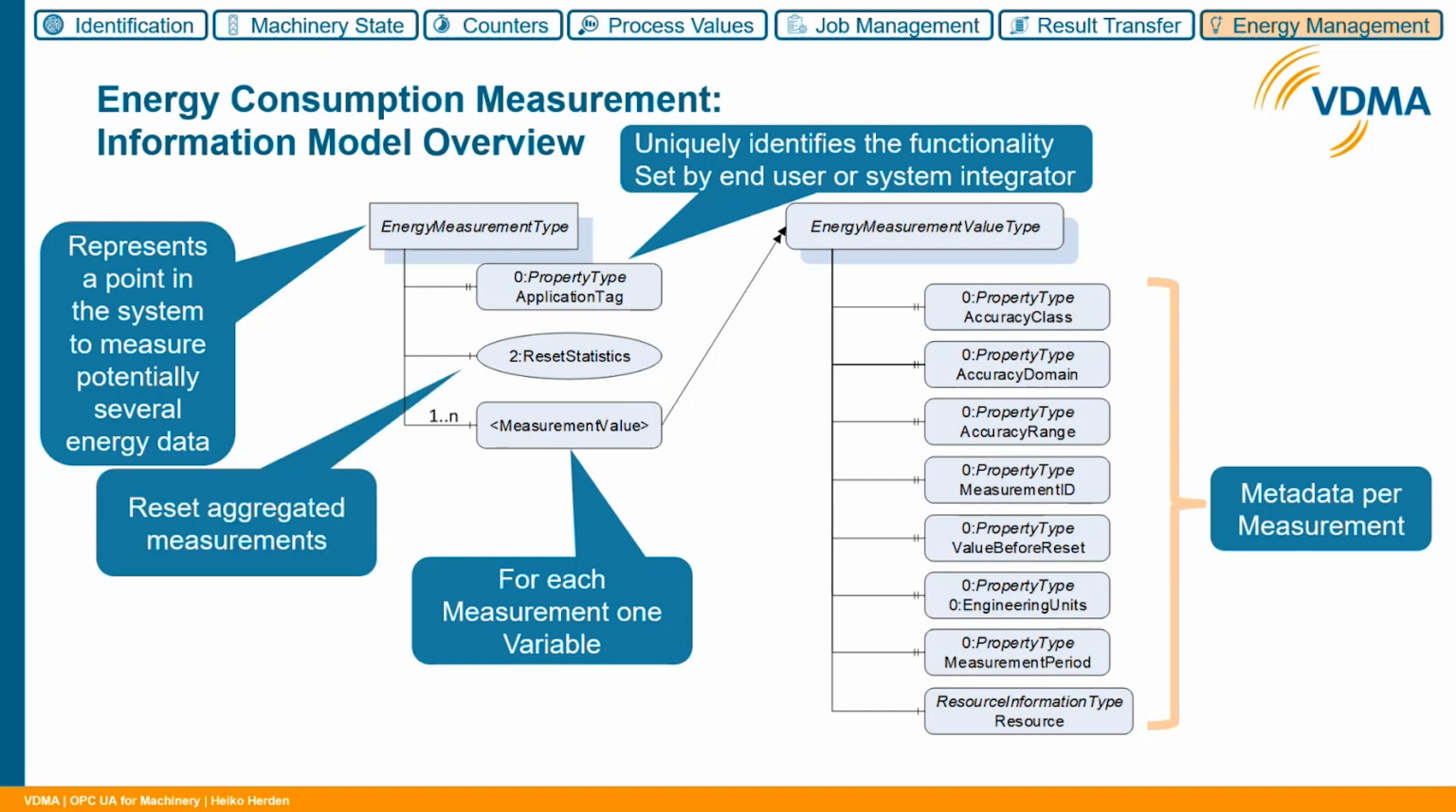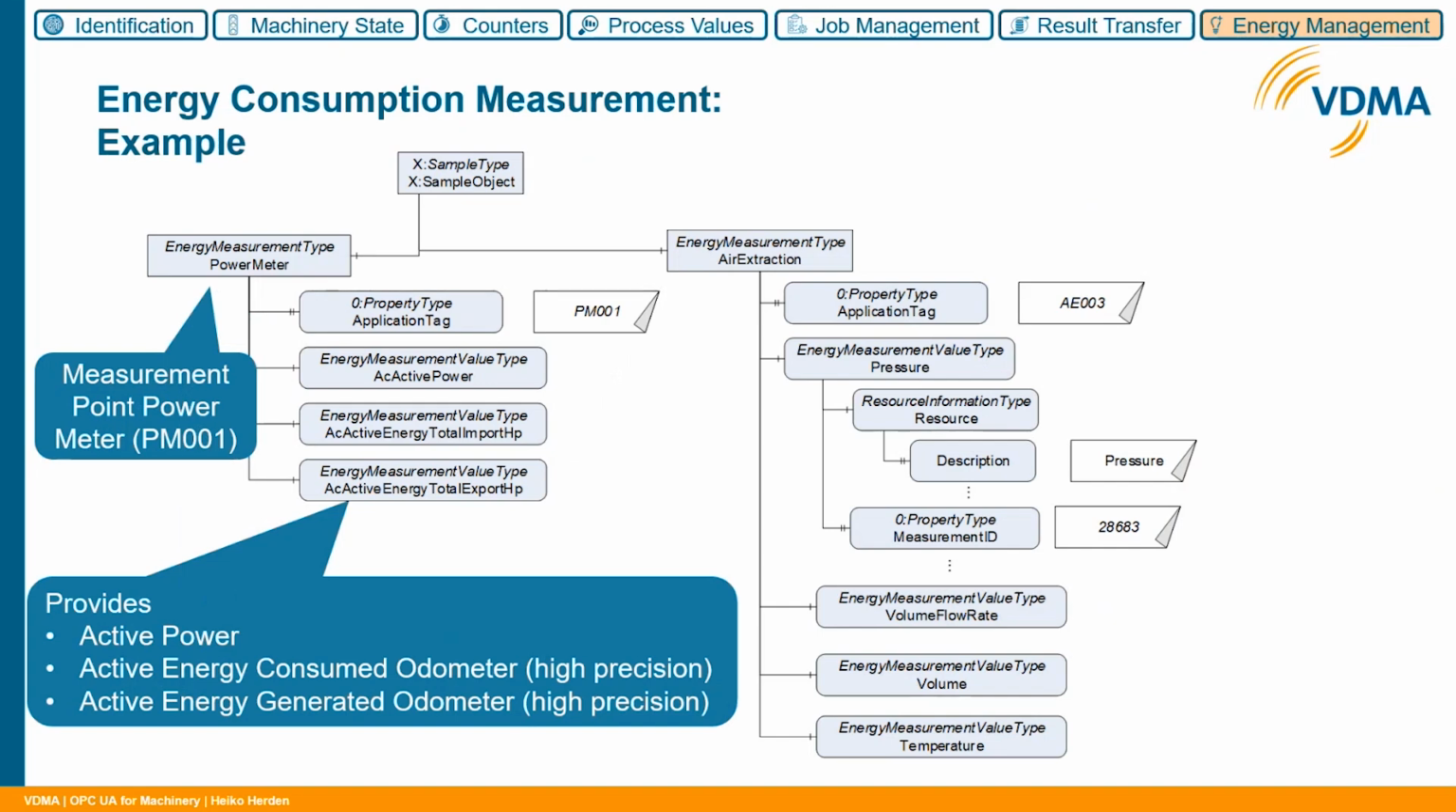We also have this reset function, and I think it gets a little bit clearer if I show an example, also out of the companion specification. So here we have some sample object which has a power meter defined by the energy measurement type and an air extraction defined by the energy measurement type. And the power meter now provides three different measurement values: the AC active power, the active energy consumed odometer, and the active energy generated odometer.